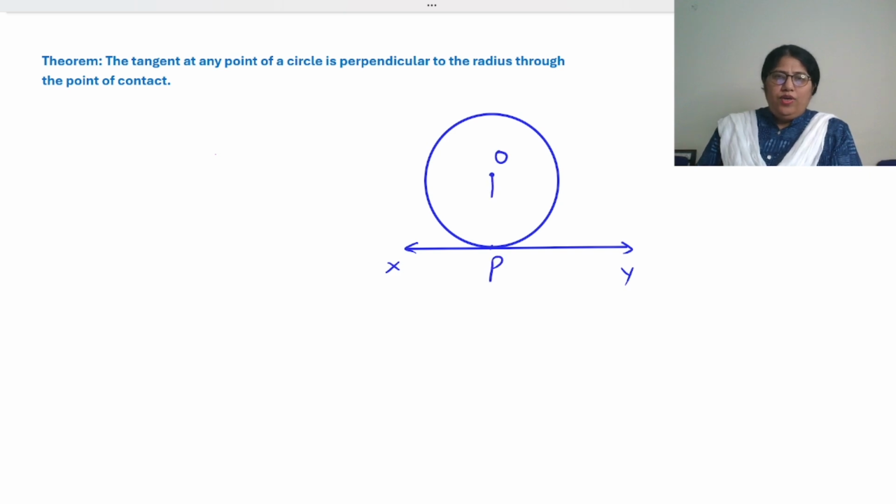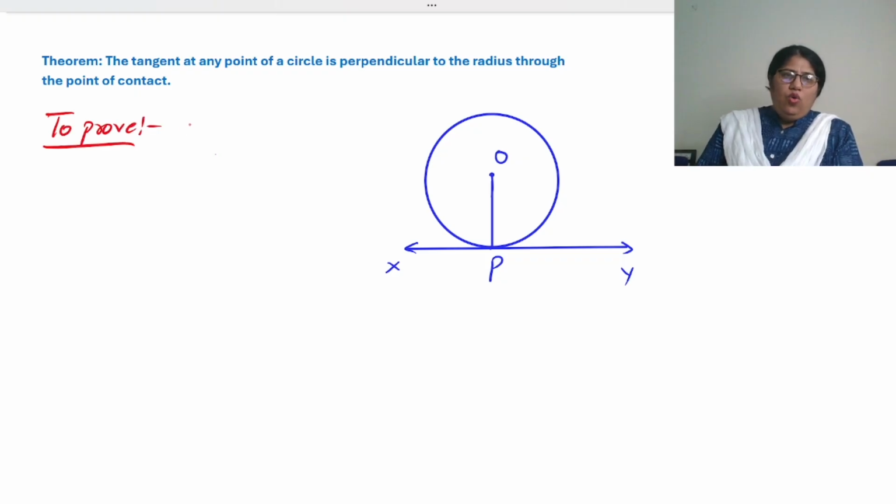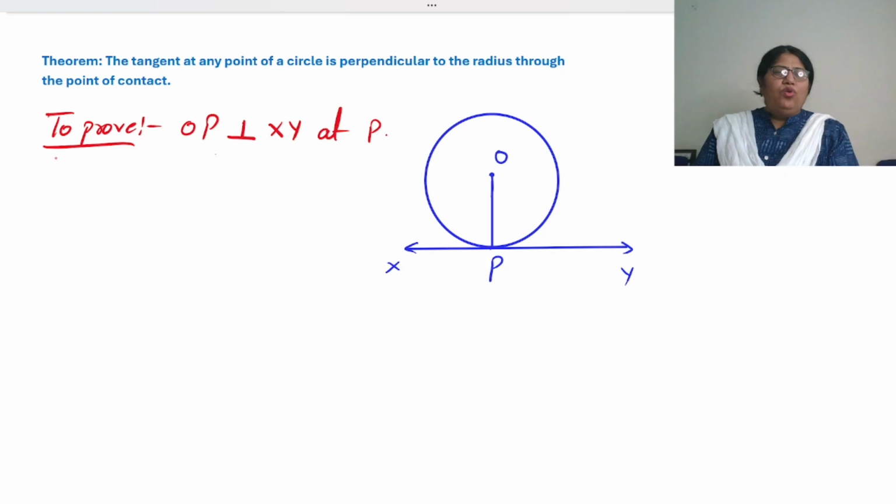What do I need to prove here? If I join O to P, this should be the shortest distance, right? So what I need to prove is that OP is perpendicular to XY at P, right? So I have to prove that OP is the shortest distance from O to tangent XY. How are we going to prove it? We are going to prove this using contradiction, right?